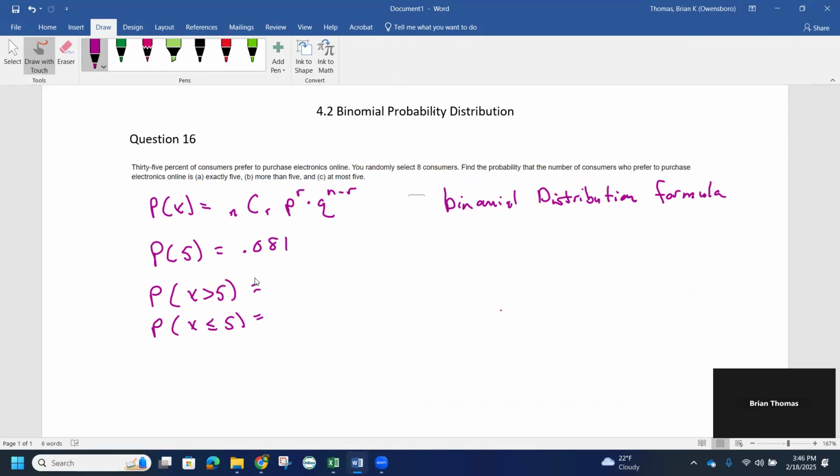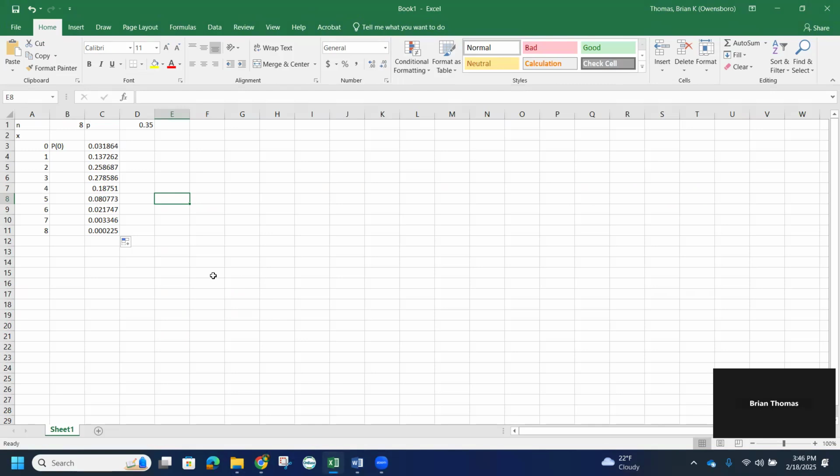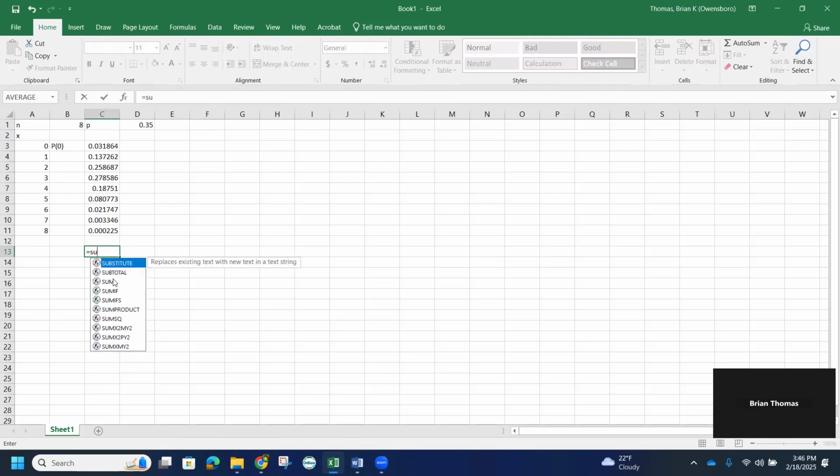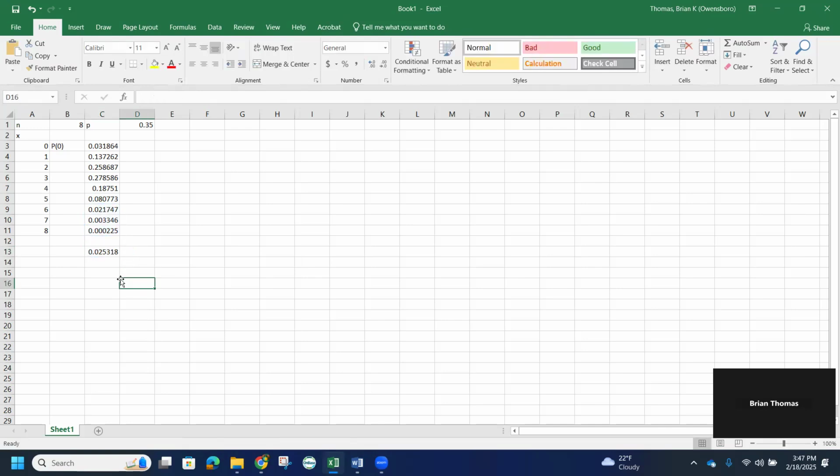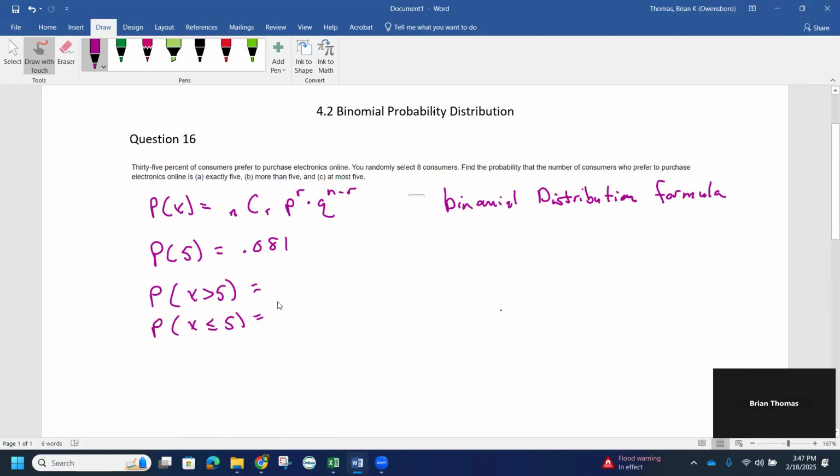The probability greater than 5, so greater than 5 means 6, 7, and 8. So if I do the sum of those, I'm going to come down here and hit equal, and then sum. And I want to drag this 6, 7, 8 in there. Close my parenthesis off. So that'll add those probabilities up. So that's going to be 0.025. So the probability of that would be 0.025.